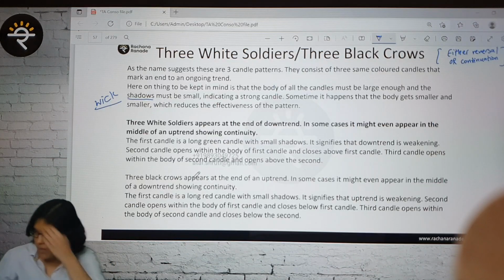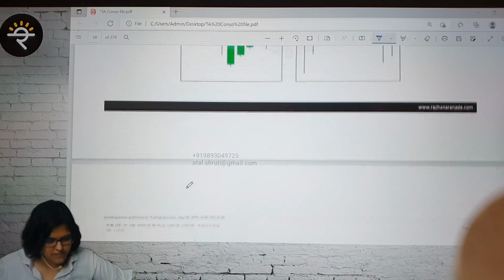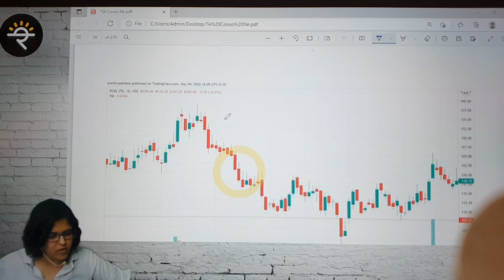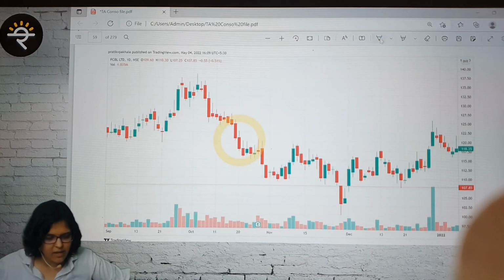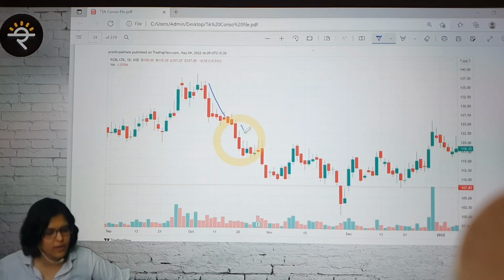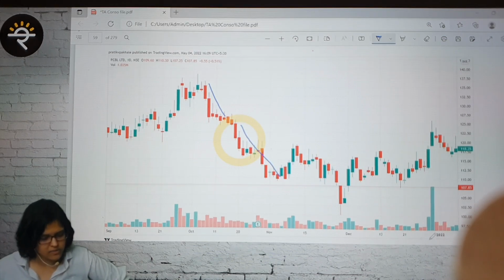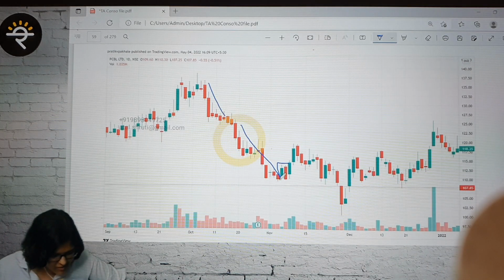Okay? Let's move back to the examples of 3 white soldiers and 3 black crows. See down move? Everyone now quickly tell me. Down move? Yes or no? And again 3 black soldiers. Is it confirming the down move again? Continuing the down move. Correct? Yes. Now one failure. See this failure?